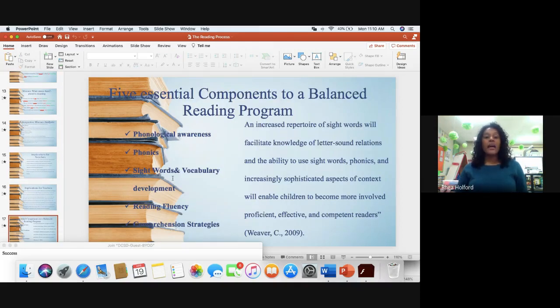Okay, so we have five essential components to a balanced reading program: phonological awareness, phonics, sight words and vocabulary development, reading fluency, and comprehension strategies. An increased repertoire of sight words will facilitate knowledge of letter-sound relations and the ability to use sight word phonics, and increasingly sophisticated aspects of context will enable children to become more involved, proficient, effective, and competent readers.